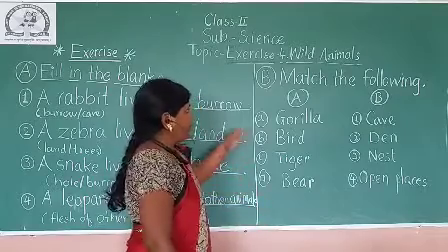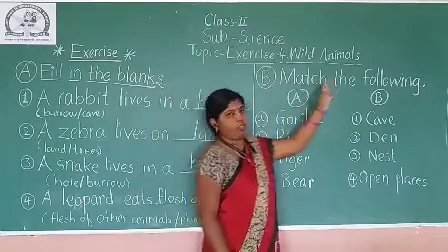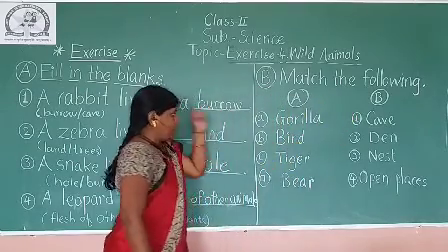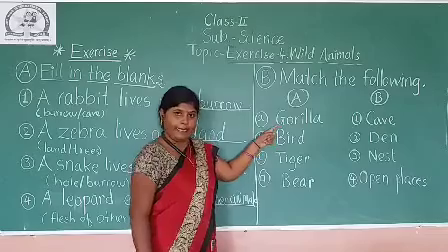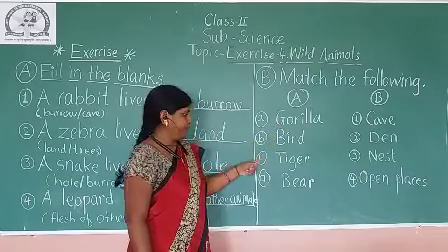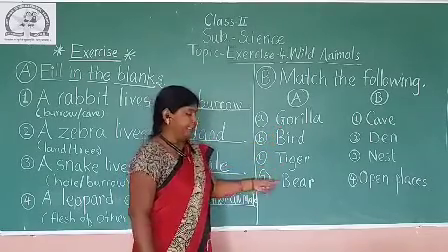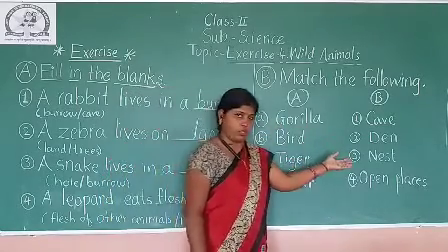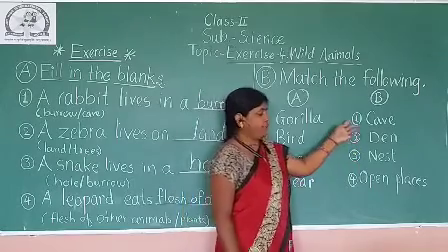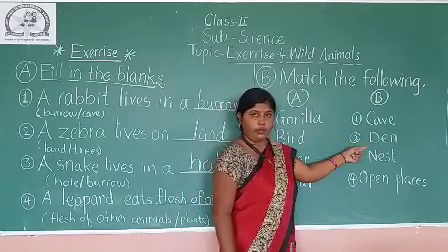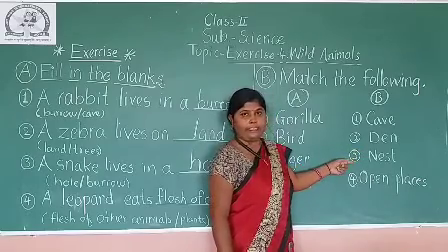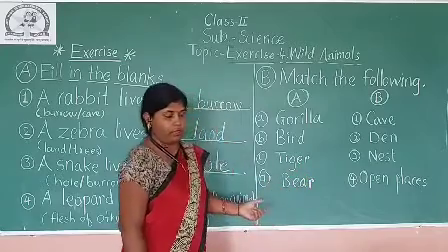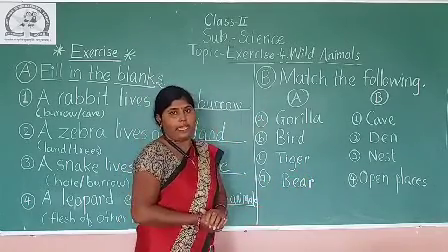Now exercise B, match the column. Column A is there and column B is also here. Options in column A are gorilla, bird, tiger, bear. Now what are the options in column B? Number 1, cave. Number 2, den. Number 3, nest. Number 4, open places. So let us match these animals with their homes.